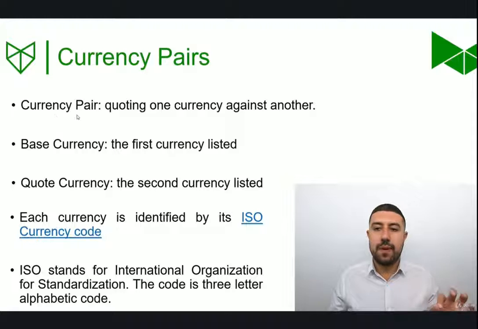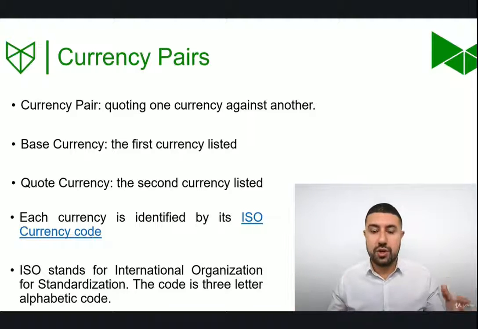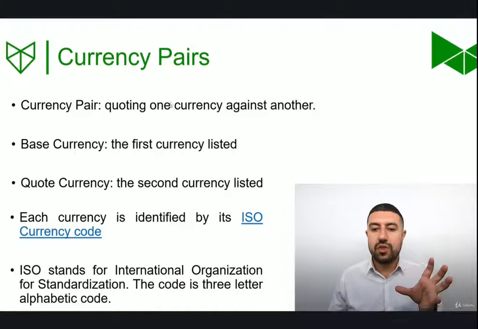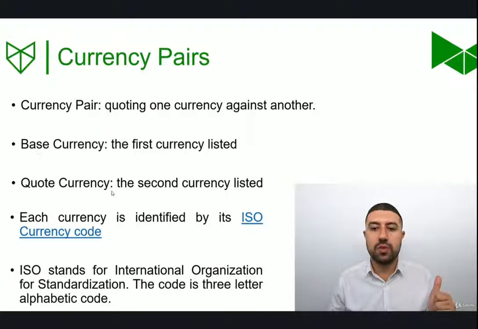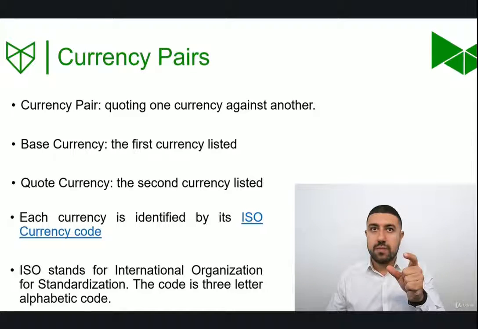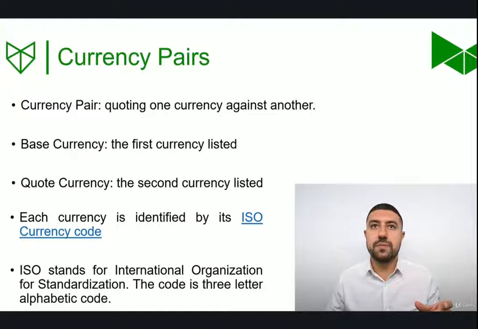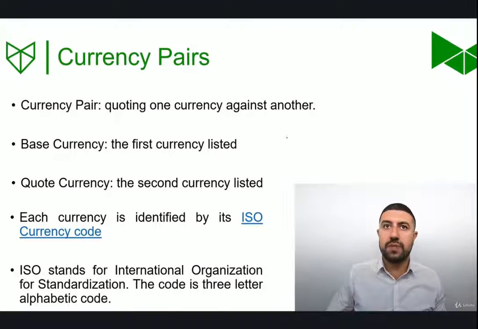So a currency pair is just quoting one currency against another. So USD to Mexican pesos, or any combination of currencies. Now, in this currency pair, there's two currencies. You have the base currency and the quote currency. The first one is going to be your base currency, and the second one is going to be your quote currency.